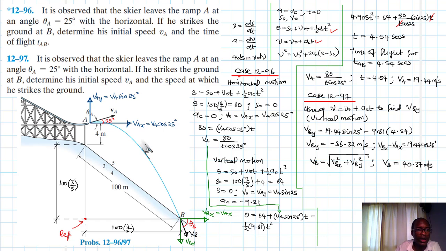I guess we are done. Let's outline the solutions. We have the time of flight from A to B of the skier, and we have the skier's initial velocity VA and final velocity VB.